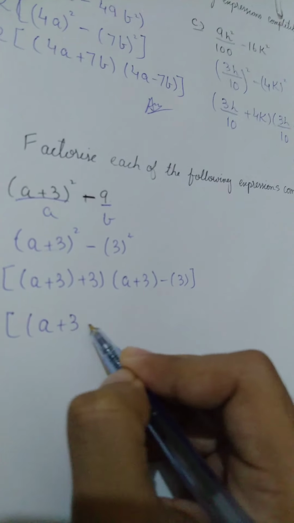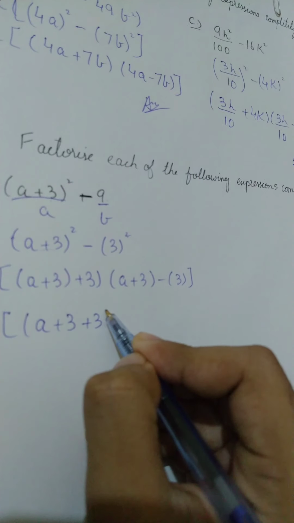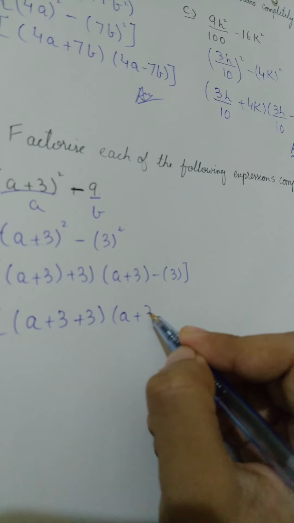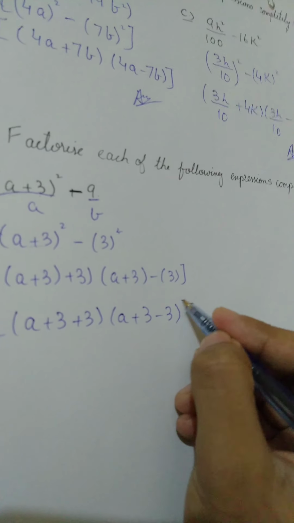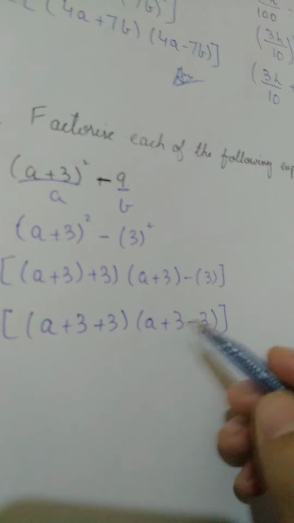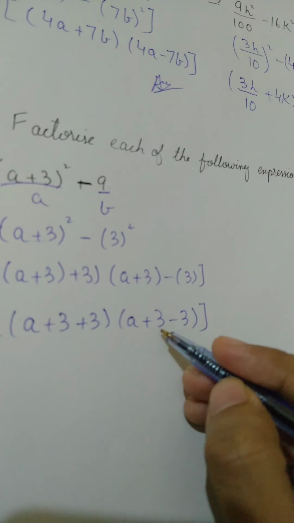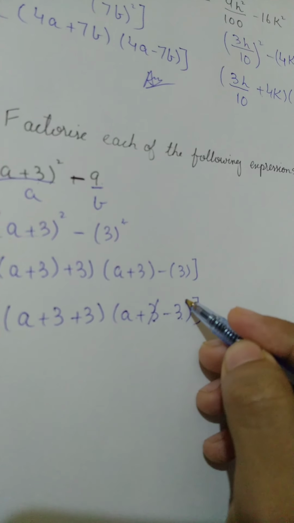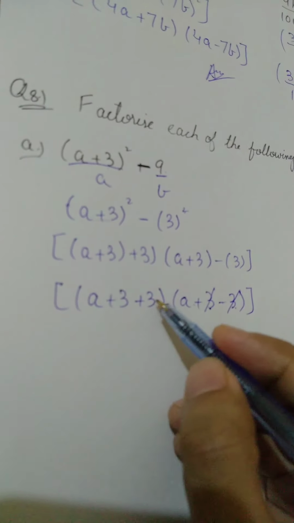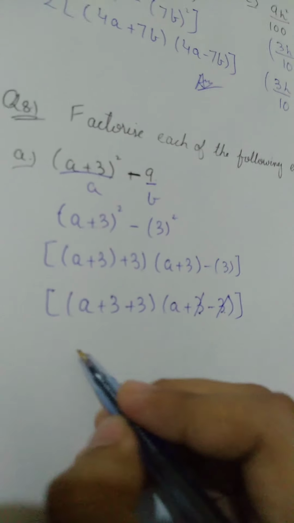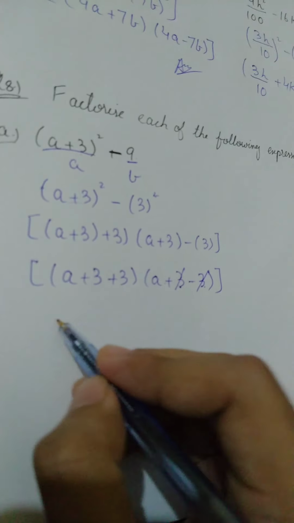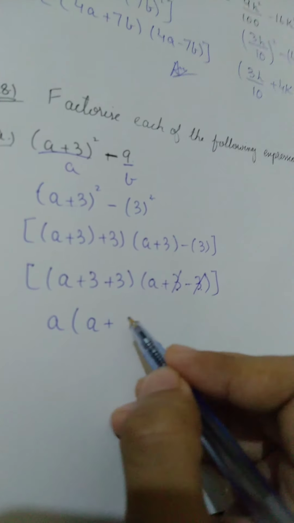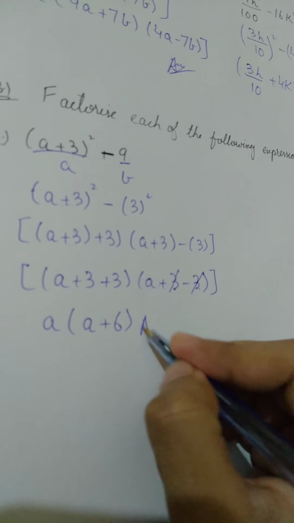A plus 3 and A plus 3 minus 3. Now as you can see, there is something cancelling here, the same number 3 with opposite signs, plus and minus, so they are cancelled. And 3 plus 3 is 6. I'm writing this A first. Okay, only A is left here, so I'm writing this A first, A, and what is left in the bracket? A plus 3 is 6. This is our answer.